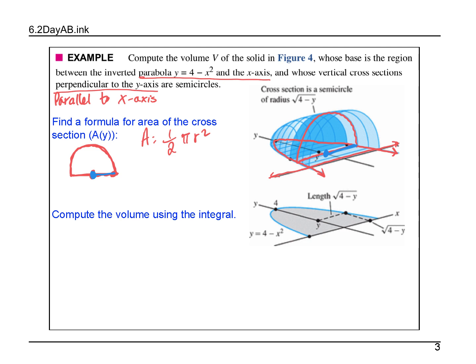Now, if it's running horizontally, that is an x equals value, right? That's an x number this way, which means we need to write our given equation, y equals 4 minus x squared, as an x equals.